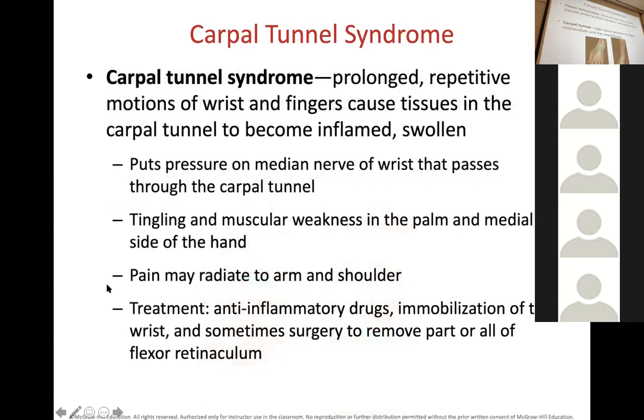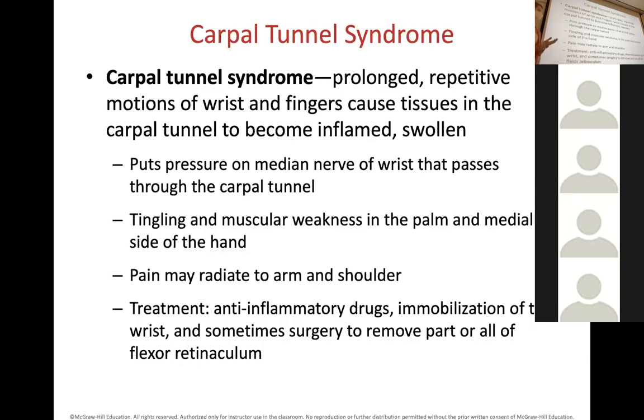So what is carpal tunnel syndrome? It's essentially when a nerve gets irritated in the wrist, in that carpal tunnel, due to repetitive motion, the same motions basically over and over again. And it causes inflammation in the area. That swelling essentially puts pressure on what's known as the median nerve of the wrist.